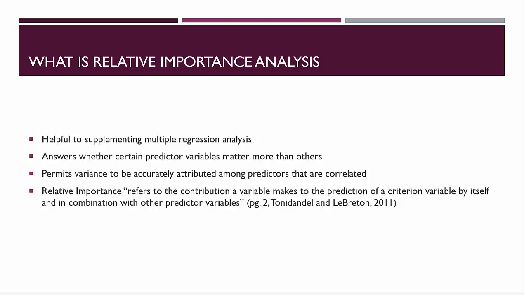It can be helpful to understand what it is that the relative importance term stands for. That term refers to the contribution a variable makes to the prediction of a criterion, a dependent variable, by itself and in combination with other predictor variables. What that means is that you're able to determine how much of the variance in the dependent variable is uniquely attributable to each predictor variable.